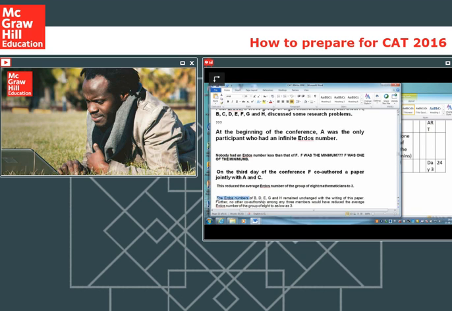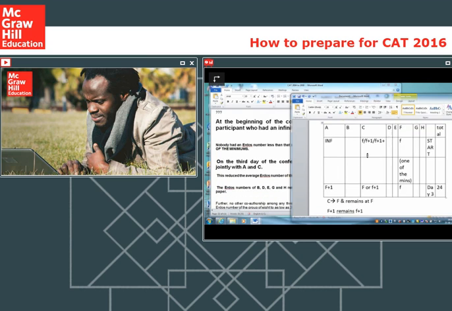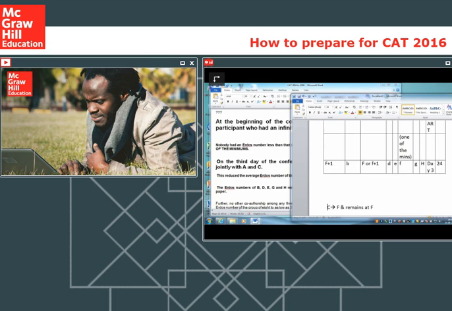The Erdos numbers of B, D, E, G, H remained unchanged with the writing of this paper. So what we'll say is let B be B, D be D, E will be E, G and H will be G and H respectively, and they will remain unchanged. So B will remain B, D will remain D, E will remain E, G will remain G, and H will remain H. That's the reaction to this statement.